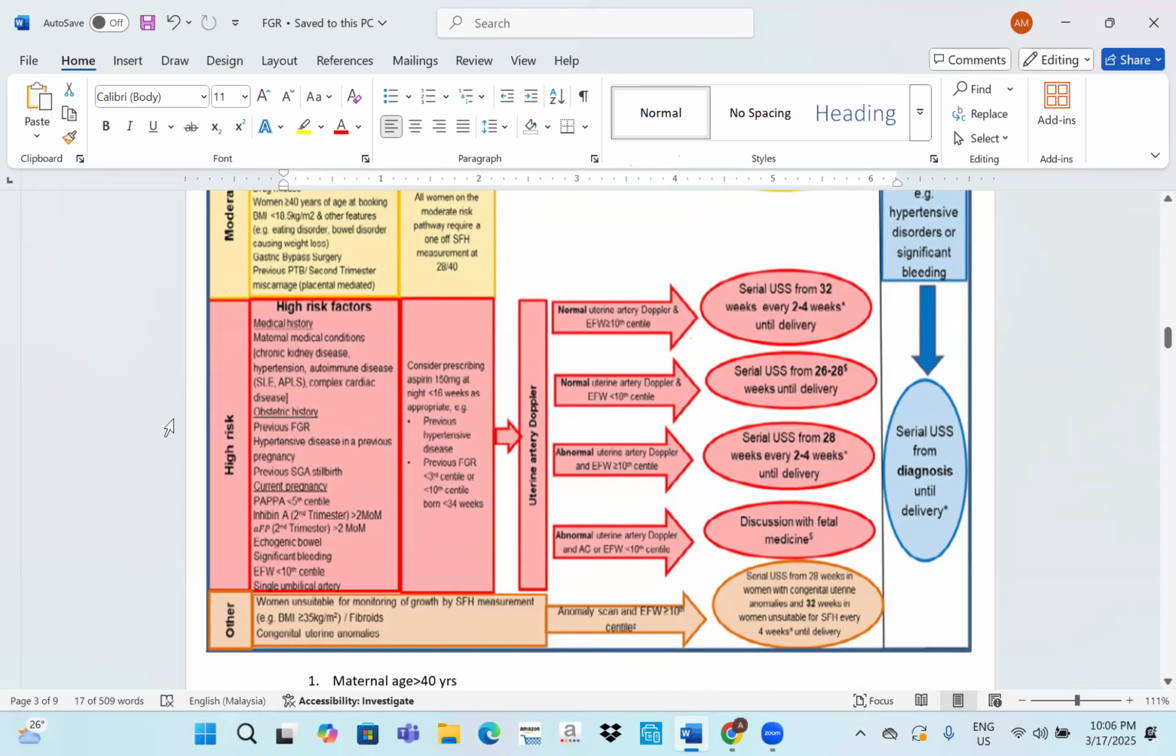The autoimmune disease, complex cardiac disease. So you should be taking the targeted history for these. Instead of asking, do you have hypertension, diabetes? No, you will be saying that I want to know whether you have any chronic kidney disease, hypertension, SLE, or antiphospholipid syndrome, or complex cardiac disease, if you are talking to your examiner.